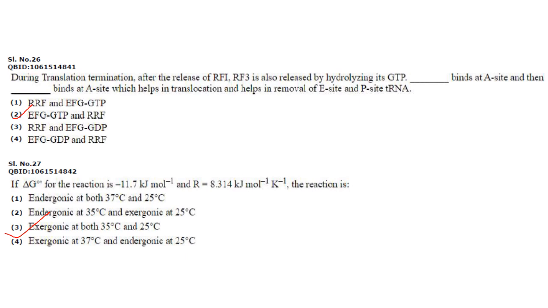Then next one, delta G0 for the reaction is 11.7, R is 8.314. The reaction is, so the delta G is negative, so naturally it is an exergonic reaction at both the temperatures, 35 degrees and 25 degrees.